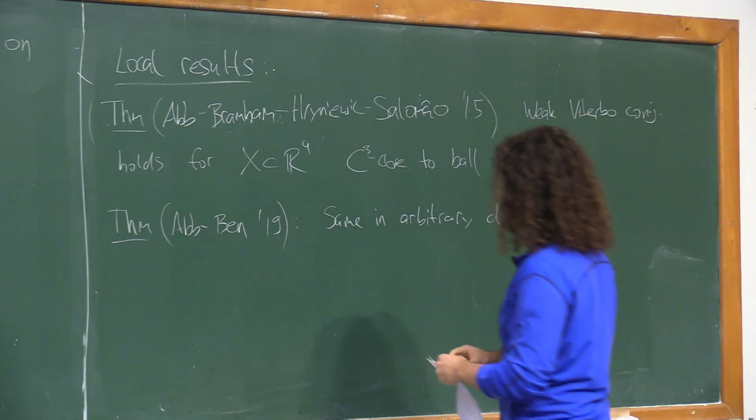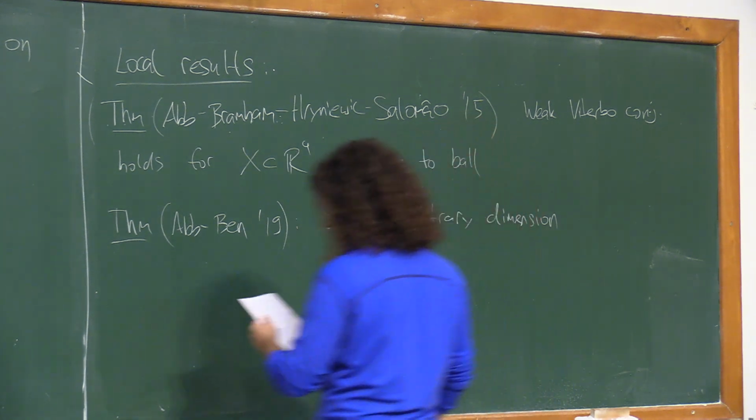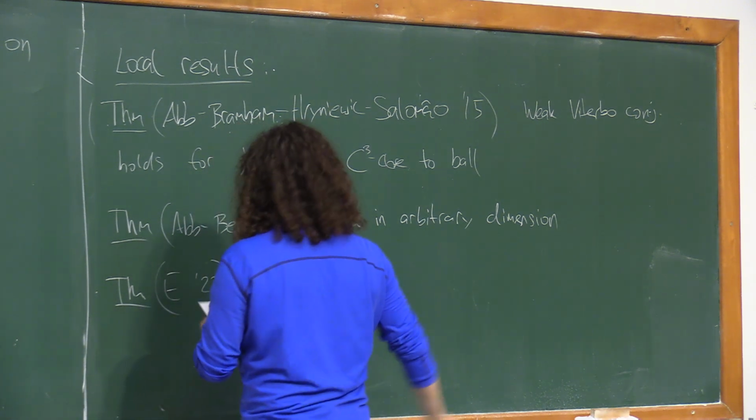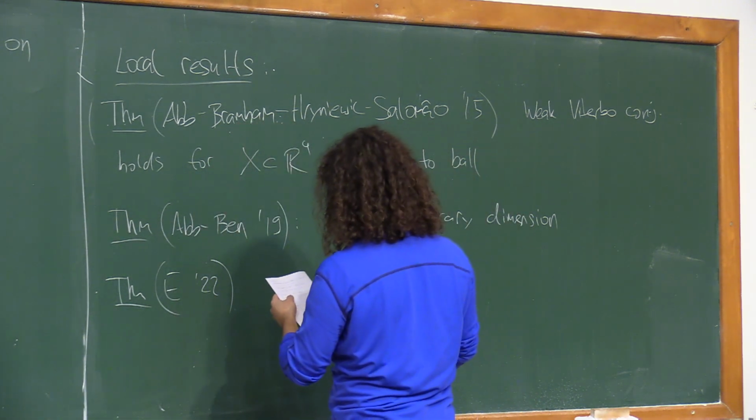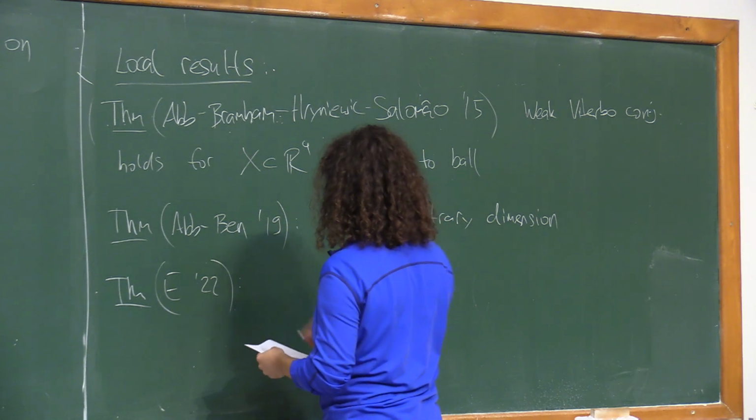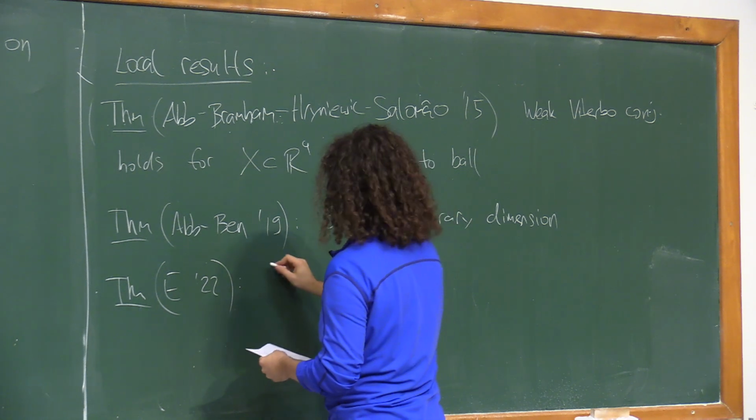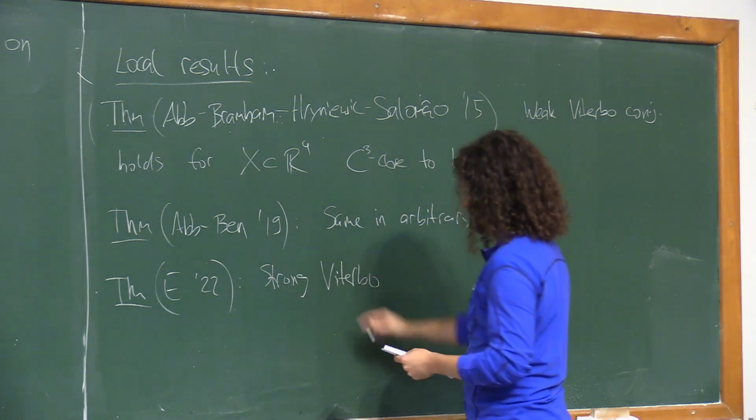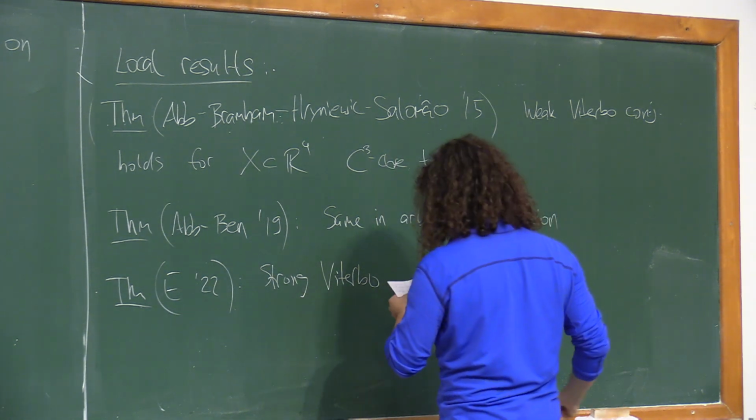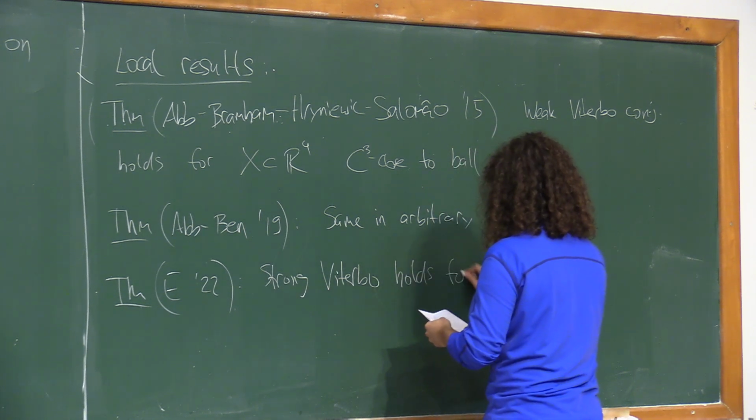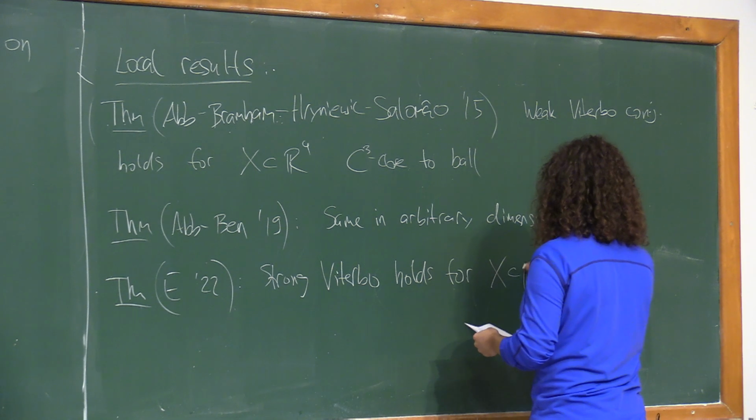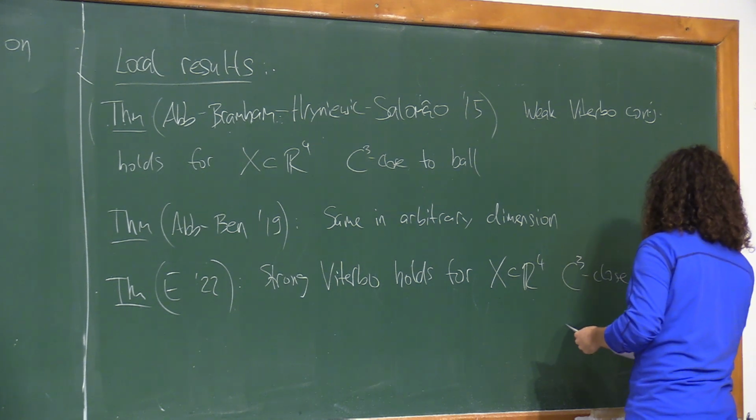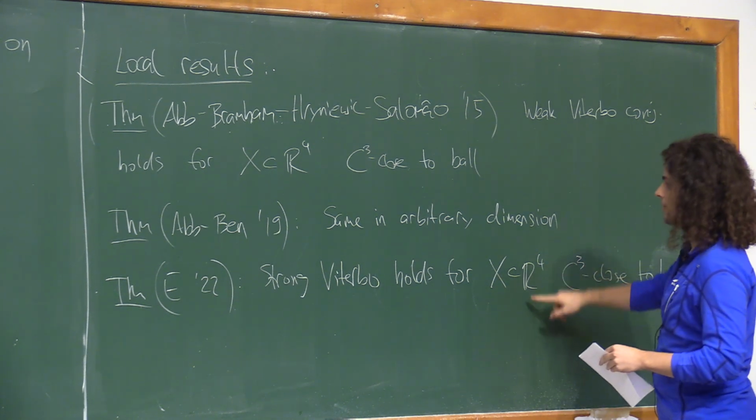And then last year, I proved something as well. So I proved that in the four-dimensional case, the strong Viterbo conjecture holds in this perturbative setting. The strong Viterbo, that terminology he actually likes, he said, holds for X in 4-dimensional space, C3 close to the ball. Right, so we can go from the weak to the strong one in dimension 4.